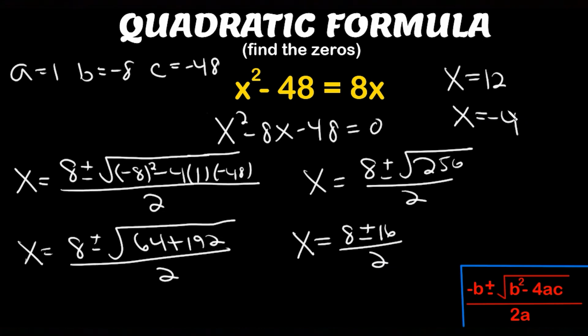And so that's done. We just solved the quadratic by using the quadratic formula. Again, these values are telling you where it's crossing the x-axis. So this quadratic is crossing the x-axis at 12 and negative 4. Okay? Let's go ahead and try another example.